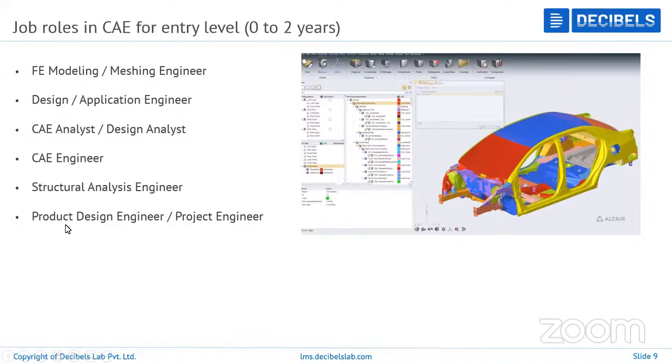Some may call it product design. For example, if you are working with a service provider, they may call you an FEA modeler, a CAE engineer, a design engineer, or an application engineer. But when you are working with a product-based company, they may call you a product design engineer or project engineer. So these are the job designations, or job role names, that the CAE industry follows.